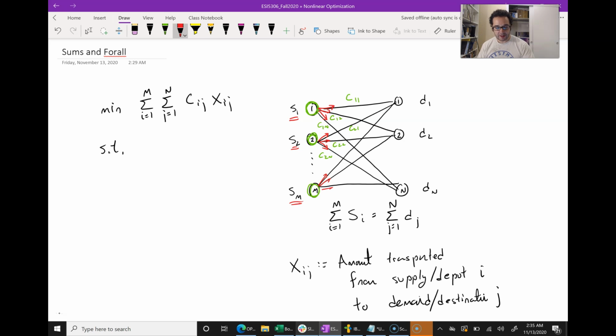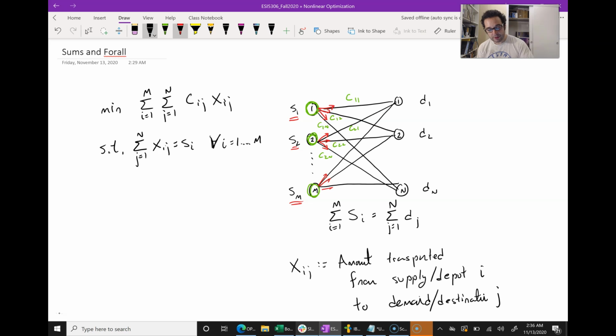So we can write this in a compact way by saying, for all of the i's from 1 to m, the sum over j equals 1 to n of Xij is equal to Si. Effectively what we're saying is, no matter which depot you're talking about, the amount of product getting transported out of that supply has to be equal to the amount of supply there. So instead of writing the supply constraints for each node, over and over, m times, we can just do it one time.